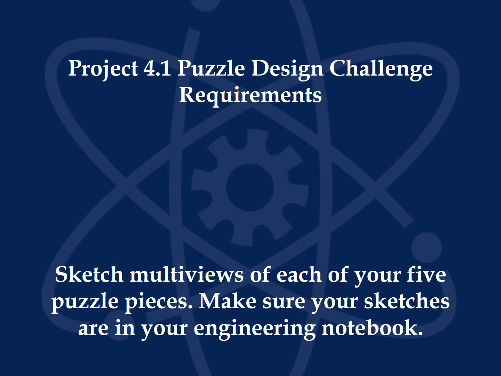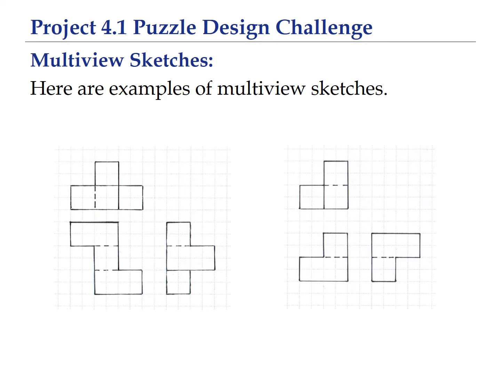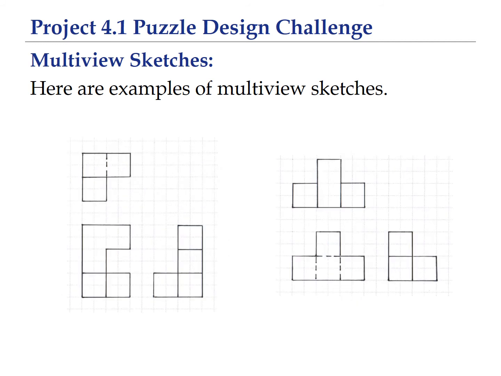So next you're going to sketch the multi-views of each of your 5 puzzle pieces from the solution that you are going to make. So here's the multi-views for the pieces that I made. And so yours will need to look like this as the top, front, and right side view of these 5 pieces from my solution number 2.